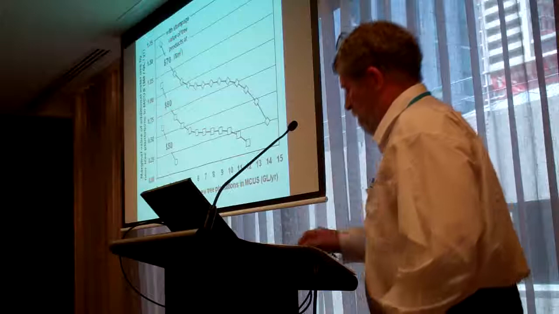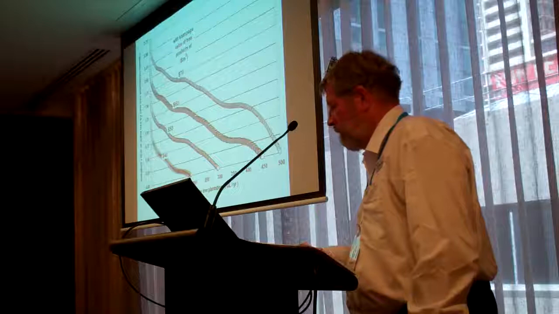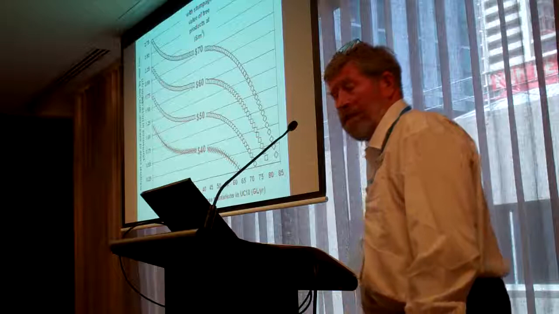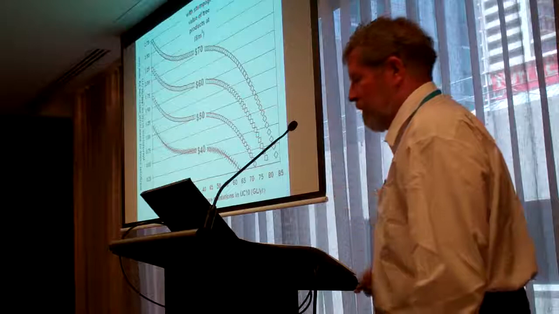This is a low rainfall area. This next one is, this one. Can I go back? Yeah. That's the high rainfall, 1,000 millimeter area, and you see it goes up as far as 85 gigaliters of water at the very high value wood products.